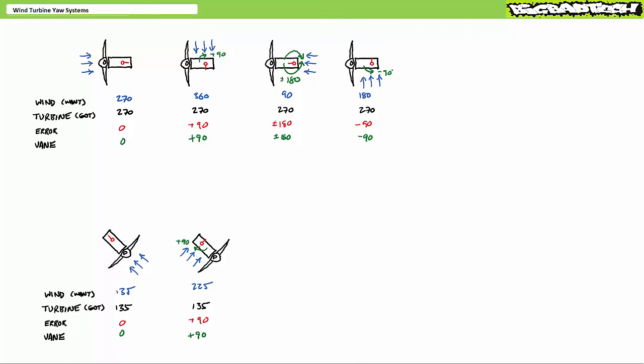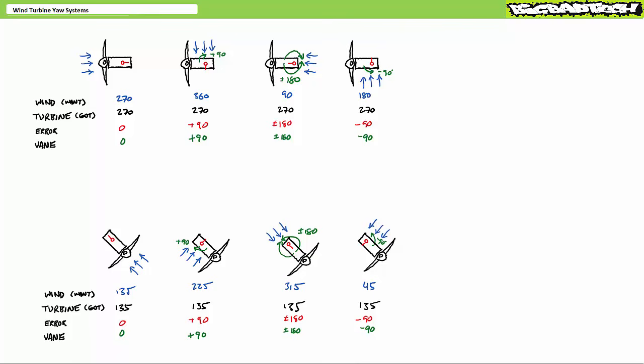Next one, the turbine is still facing southeast, only this time the wind is coming from the southwest. The wind vane is displaced positive 90 degrees from its home position. Next, the turbine is still facing southeast, and the wind's coming from the northwest. The wind vane is displaced 180 degrees from its home position. Finally, the turbine is still pointing southeast, only this time the wind is coming from the northeast. The wind vane is effectively displaced negative 90 degrees from its home position.